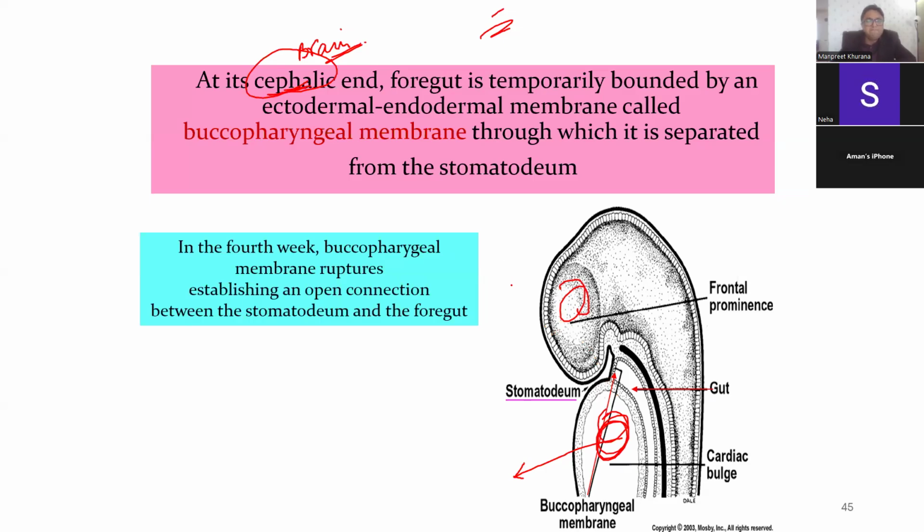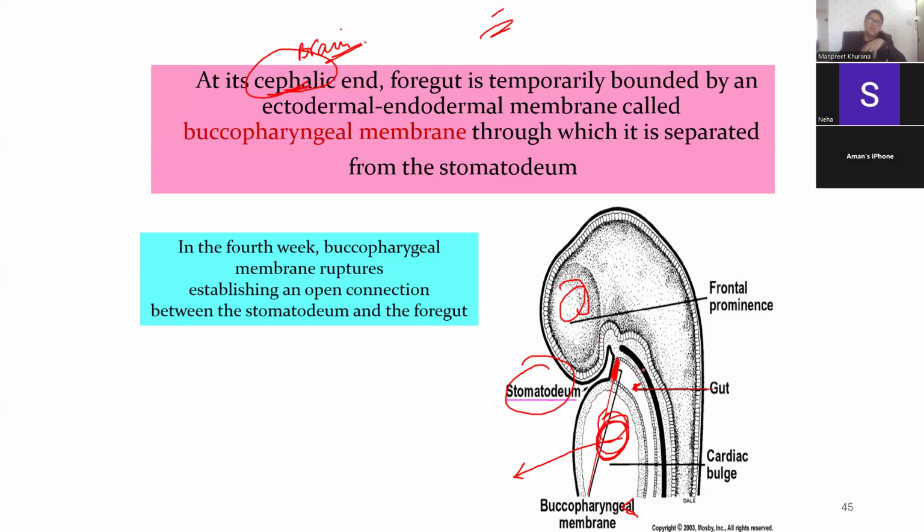So the embryo is like a folded embryo, right? So what happens at the cephalic end is that the foregut is temporarily bound by an ectodermal endodermal membrane. So if you see here, there is a membrane here. This membrane is the ectodermal endodermal membrane, which is known as the buccopharyngeal membrane. What is the buccopharyngeal membrane? This is the stomatodeum or the primitive oral cavity or the primitive mouth, and this is the foregut. So now you see when you eat something, it goes directly in the gut or the stomach, right?